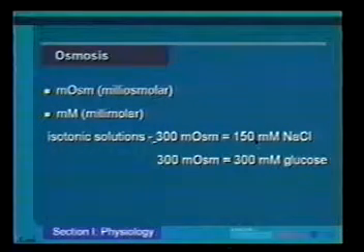This is also an isotonic solution because sodium chloride dissociates into two particles, and therefore 150 millimolar is equivalent to 300 milliosmolar with sodium chloride. Both solutions are isotonic solutions. They have the same concentration of dissolved sodium chloride. Any dissolved compound that forms an isotonic solution will be 300 milliosmolar.